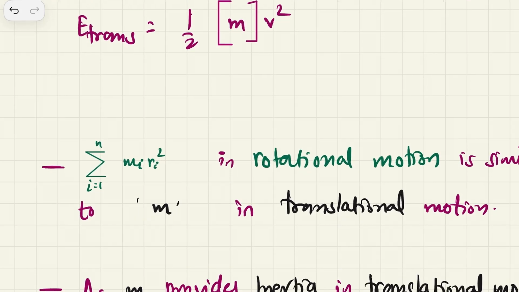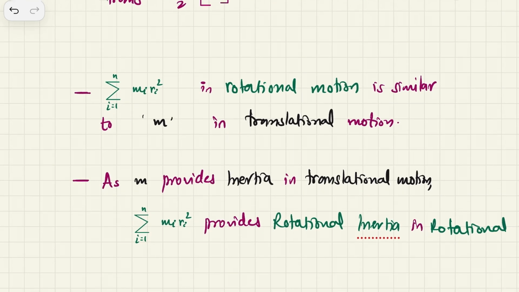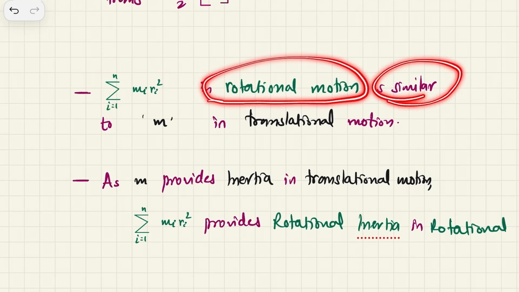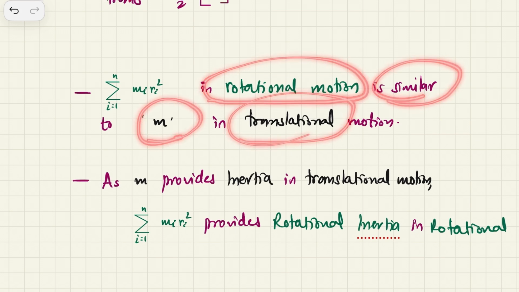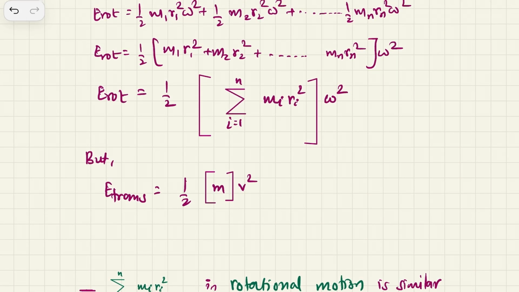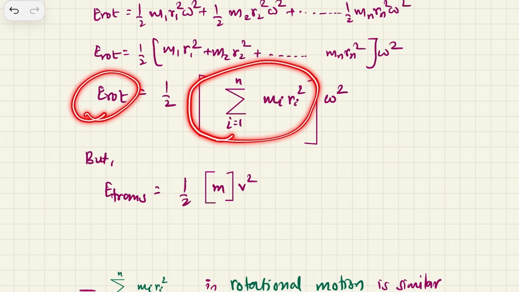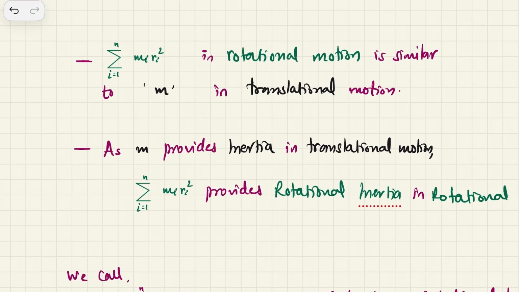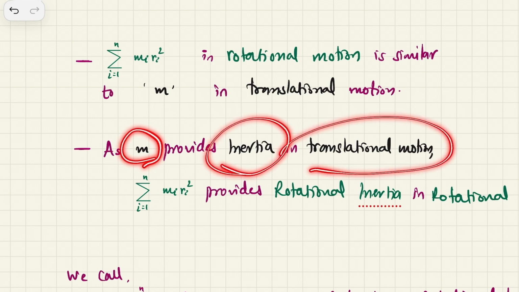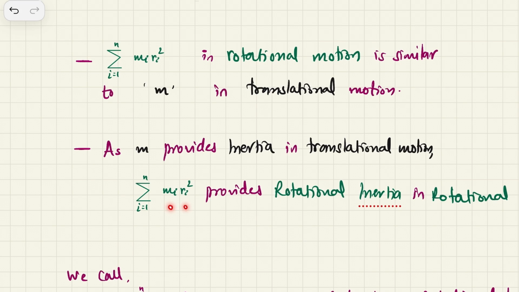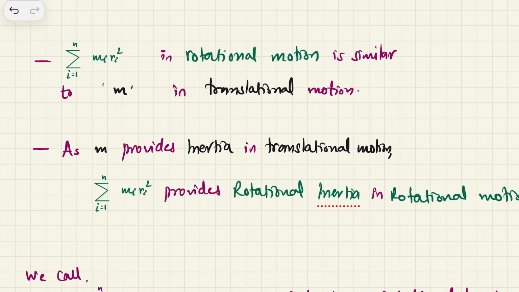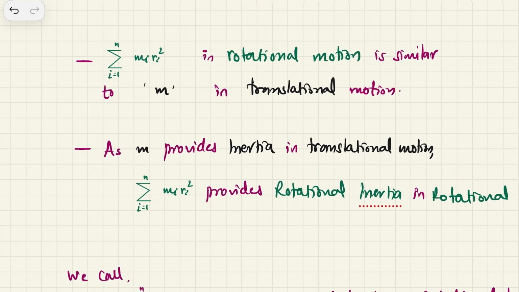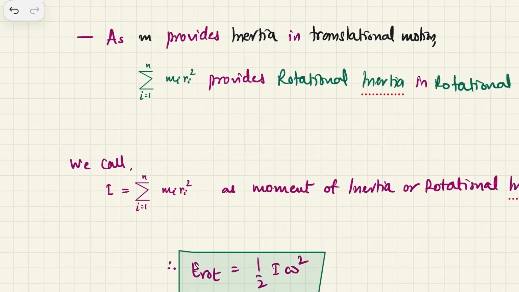I'll just show you how it works. Because summation i equal to 1 to n mi ri square in rotational motion is similar to m in translational motion. See, if you see the equation, this term in rotational motion is similar to m in translational motion. Because m provides inertia in translational motion, this term summation i equal to 1 to n mi ri square provides rotational inertia in rotational motion. So these are the two statements which we need to add up.